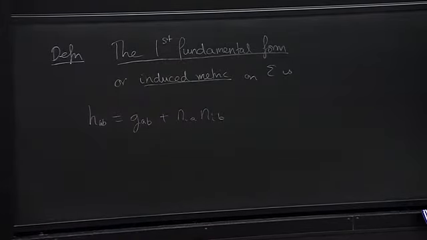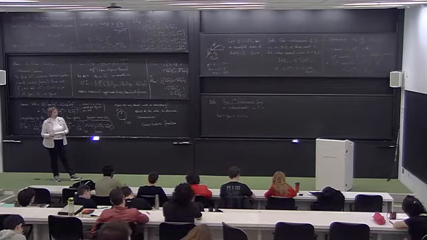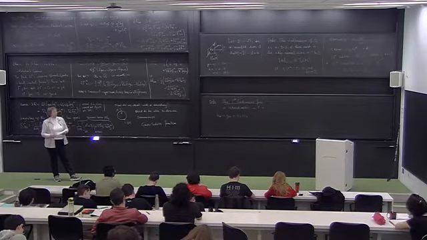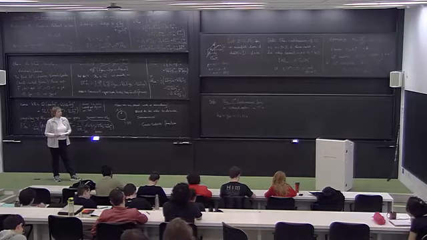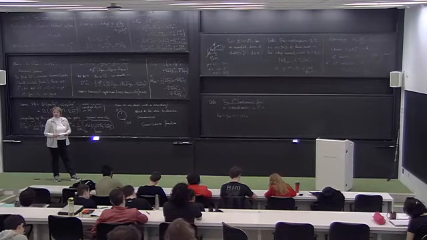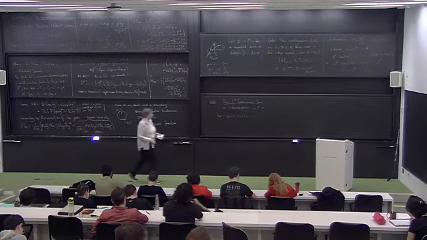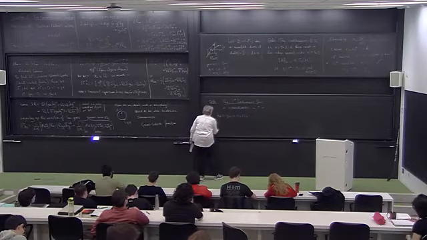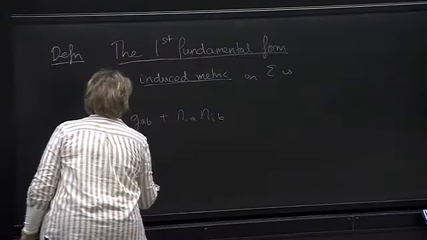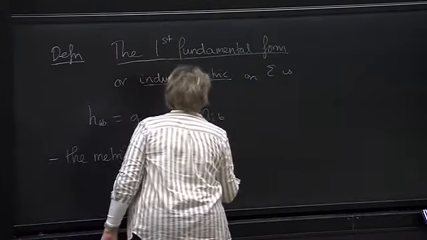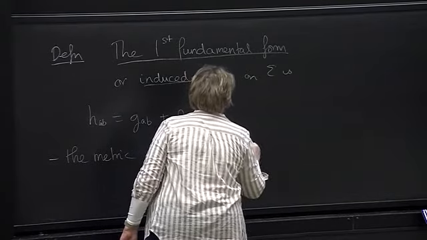So to get the induced metric on sigma, what we need to do is to project out all of the orthogonal degrees of freedom. And since we've chosen our normal to be encoding those degrees of freedom, all we do is add N_A N_B to our manifold metric. So this is the metric that sigma inherits from M.